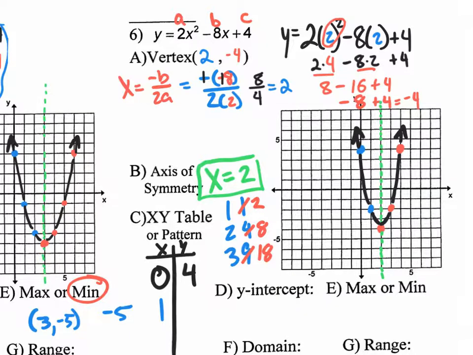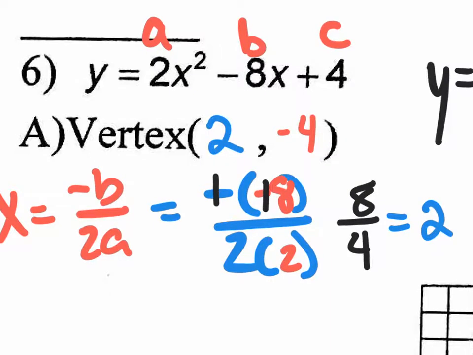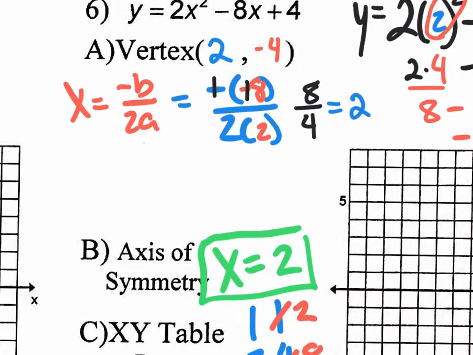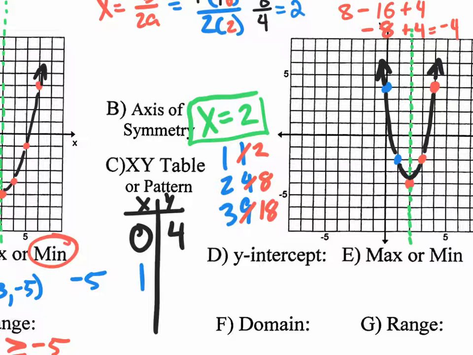If you did plug in the number 1, this is the reason why I like the pattern instead of plugging in. Because if you plug in a 1 into the equation, you'd have to do a lot of math. 1 squared is 1. 2 times 1 is 2. 8 times 1 is 8. 2 minus 8 is minus 6. Minus 6 plus 4 is negative 2. So when I plug in a 1, I get out a negative 2.